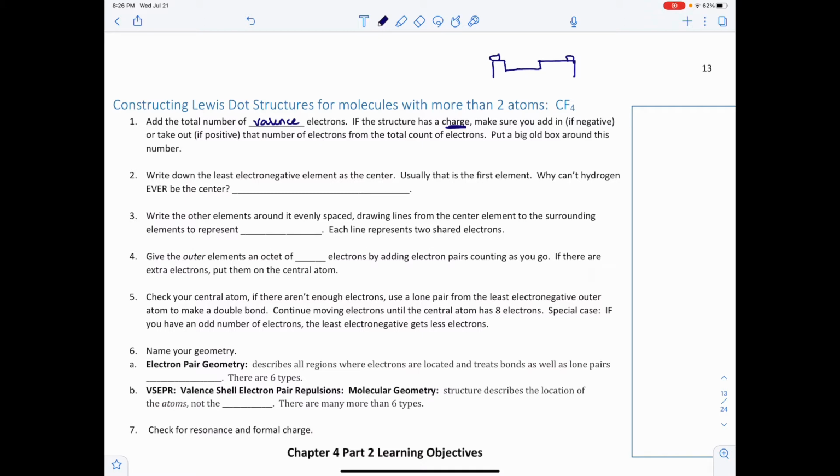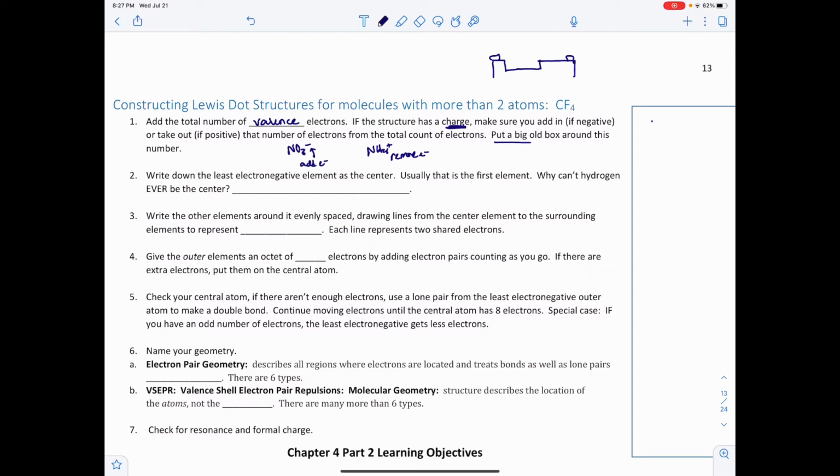But if you have something that's negative, like NO3 minus, that counts as an electron. You'll have to add an electron to your count. And then remember, if you have NH4 plus, you're going to remove an electron. So don't forget that little trick. We already talked about that also. I always like to put a big box around it.